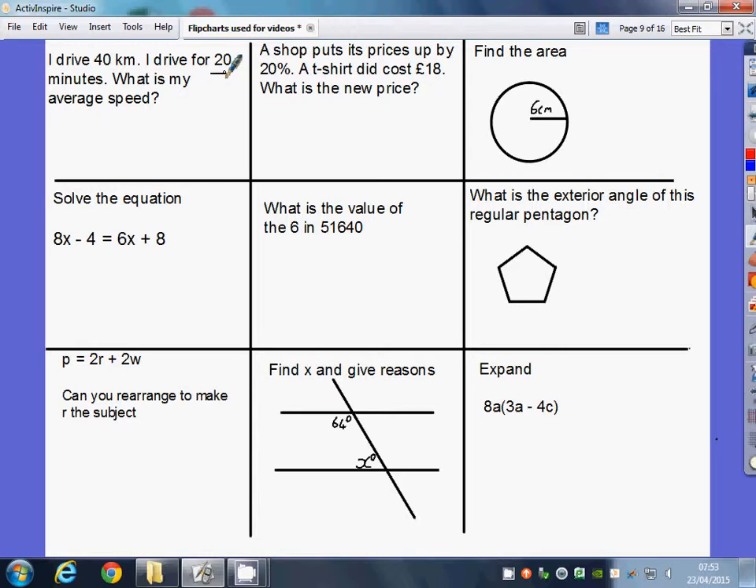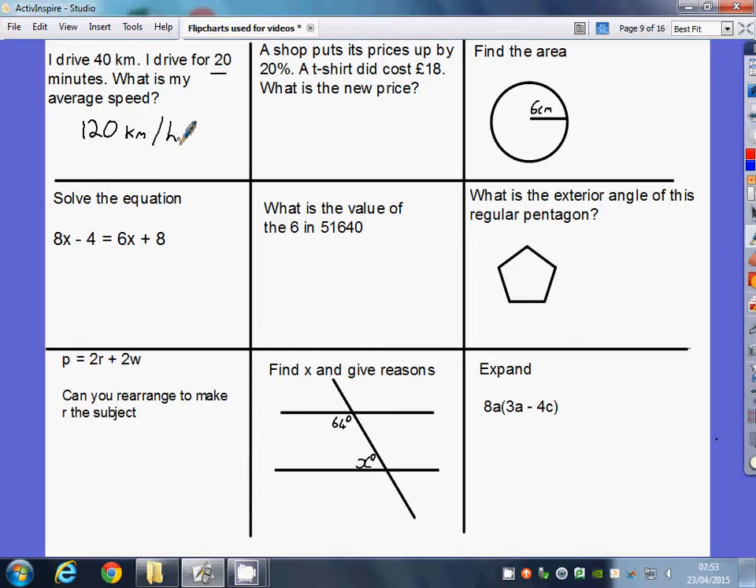If you're driving 40 kilometres and you're driving that distance in 20 minutes, how far are you going to go in an hour? Well, in 40 minutes, you're going to have gone 80 kilometres. So in 60 minutes, 1 hour, you're going to have gone 120 kilometres. Therefore, your speed must be 120 kilometres per hour.